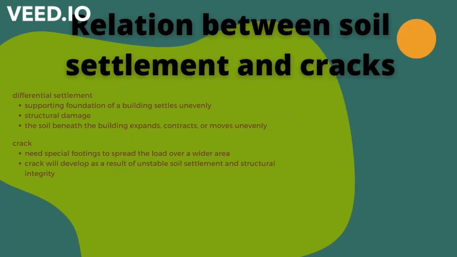So cracks will occur. This is because some soils are weak and highly compressible by nature, which means that buildings built on them need special measures to spread the load over a wider area, so that the foundation settles evenly. But in our case, there is no additional pile foundation. That is why it leads to uneven foundation settlement. So basically, we need special footings to spread the load over a wide area to make the foundation settle evenly. Cracks will develop as a result of unstable soil settlement and loss of structural integrity.